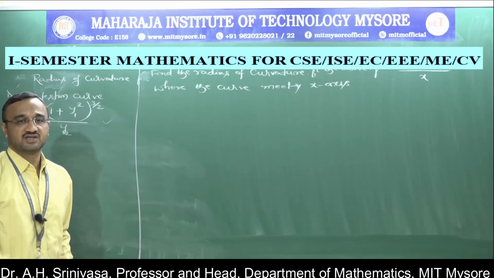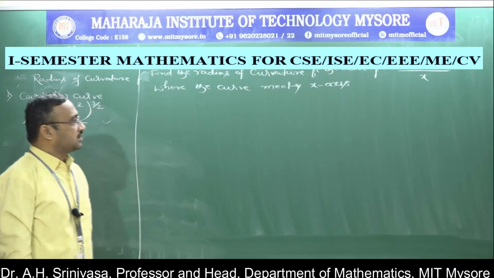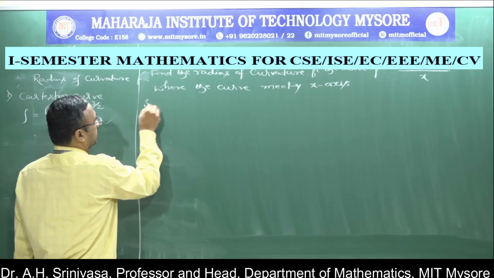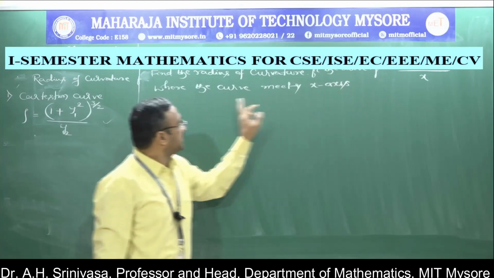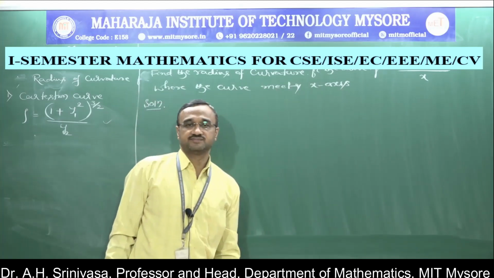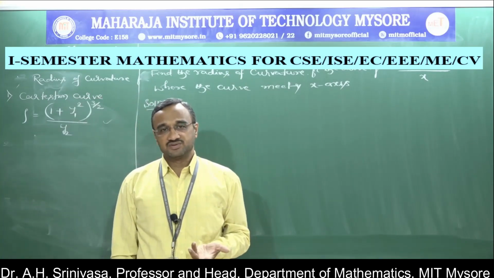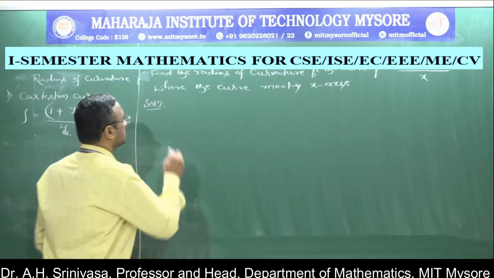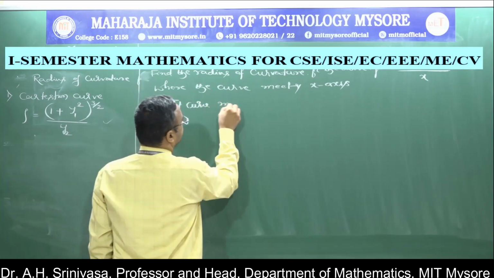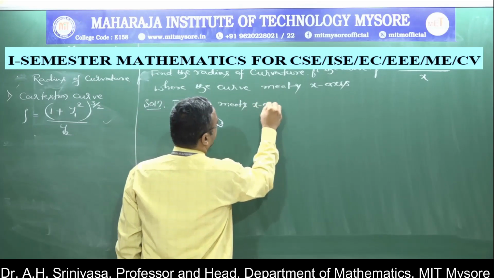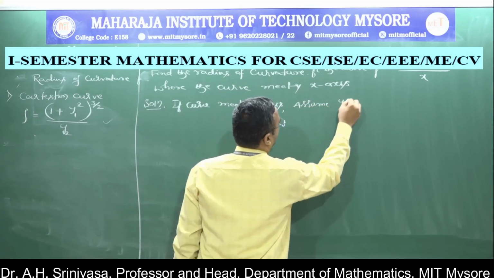So in this problem, they don't give a point of intersection also. You should find out the point of intersection. One clue is given in the problem. Find the radius of curvature for this curve, and it meets the curve at x-axis. If the curve meets the x-axis, the y value becomes 0. Assume y equal to 0.